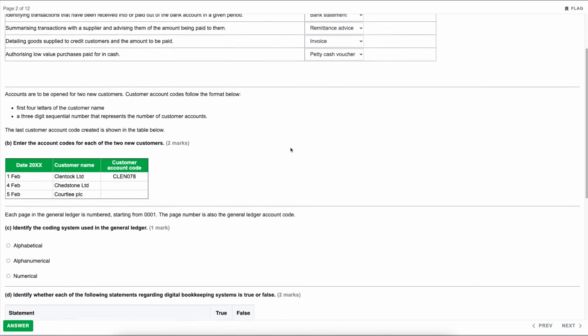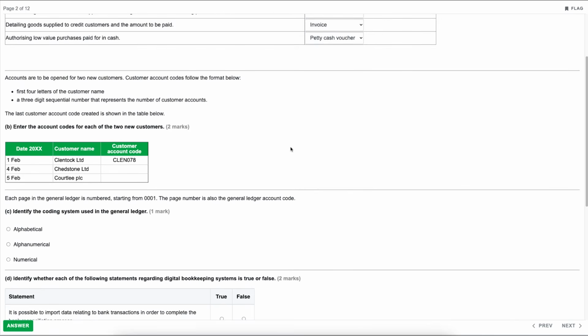So moving now to part B, it says accounts are to be opened for 2 new customers. Customer account codes follow the format below. The first 4 letters of the customer name and a 3-digit sequential number that represents the number of customer accounts. The last customer account code created is shown in the table below. Part B, enter the account codes for each of the 2 new customers for 2 marks. So again, 1 mark each.